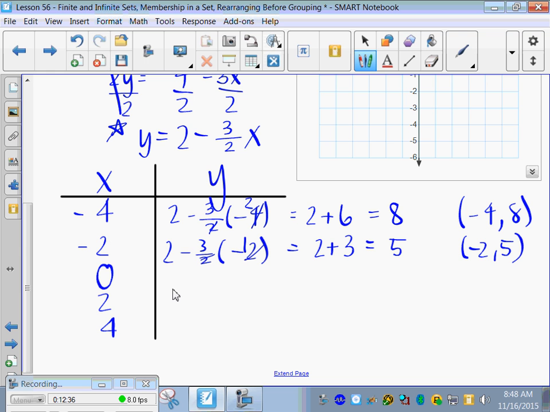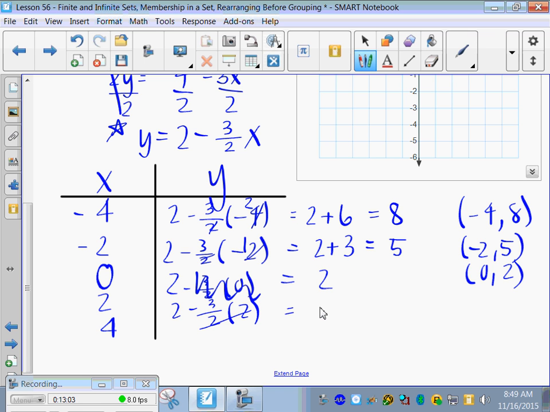All right, so 0, 2 minus 3 over 2 times 0. That's just going to be 2, right, because this stuff is just going to go away. So I kind of start to see a pattern. I have 8, 5, 2. So I know what I should be getting for 2 and 4. This is going to be 0, 2. I'll plug in 2, 2 minus 3 halves times 2. These 2's are going to cancel. 2 minus 3 equals -1.